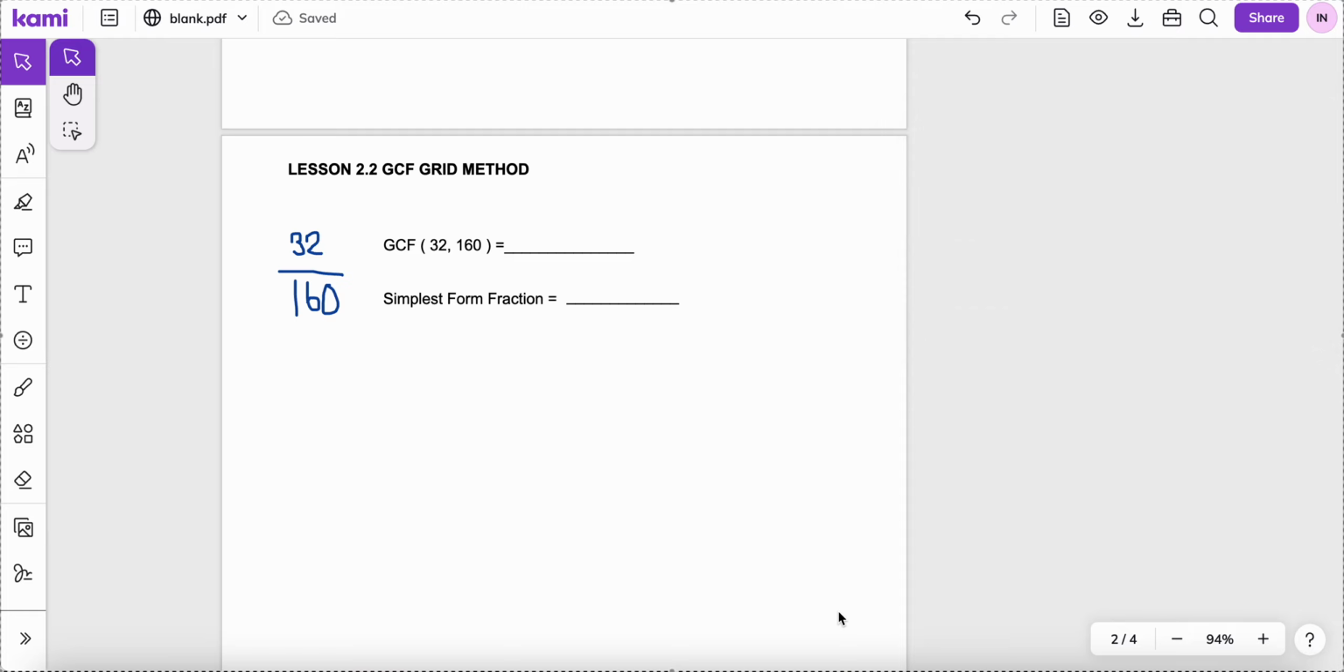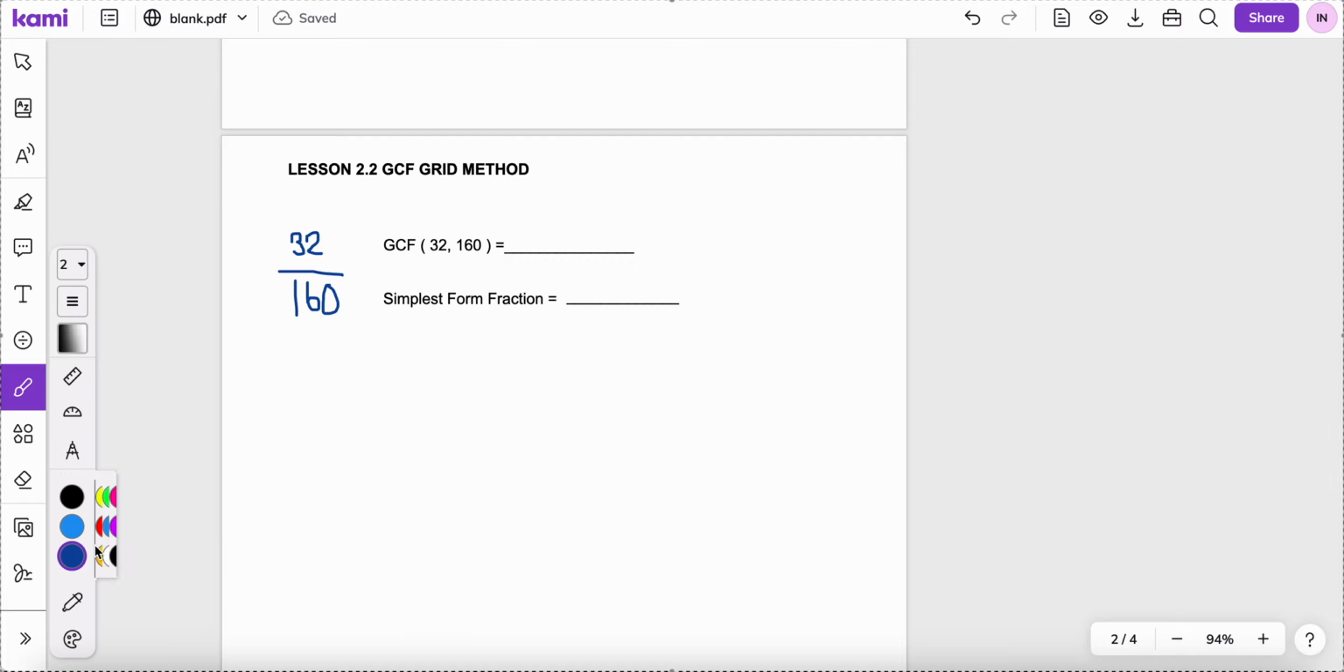So for this problem, we want to find the GCF of 32 and 160. Our fraction is right here, and I am going to show you that we can also use the GCF grid method to find the simplest form of this fraction. So I'm going to walk you through the steps.